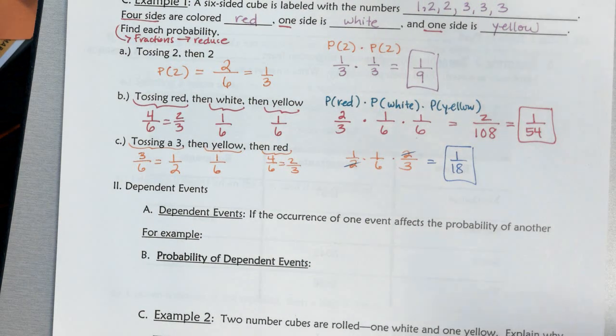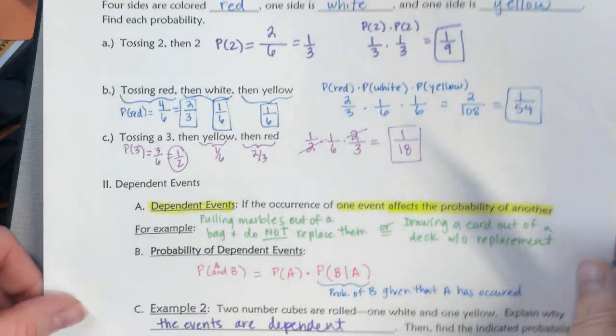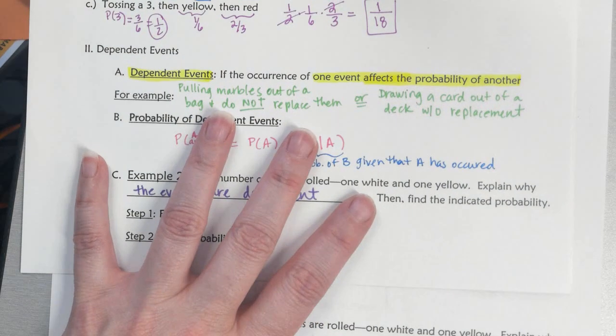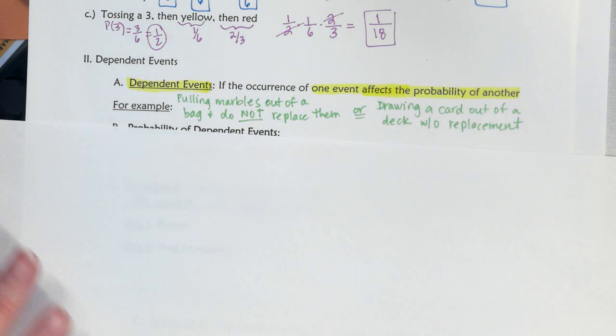All right, the next thing we're going to talk about are dependent events. Okay, so a dependent event is when the occurrence of one event affects the probability of another. Okay? So that common occurrence of pulling marbles out of a bag that you do not replace.